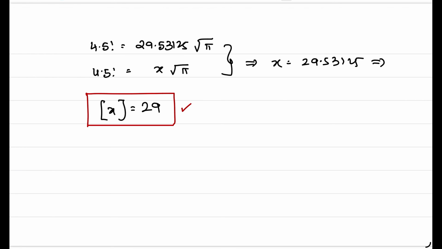This can be asked in JEE Advanced. Numerical values, 2-digit numerical value. What is the value of greatest integer x for 4.5 factorial? It is 29. It can be asked in any CSIR examination or UGC NET examination or any higher engineering mathematics GATE examination or in any higher mathematics examinations like Olympiads.